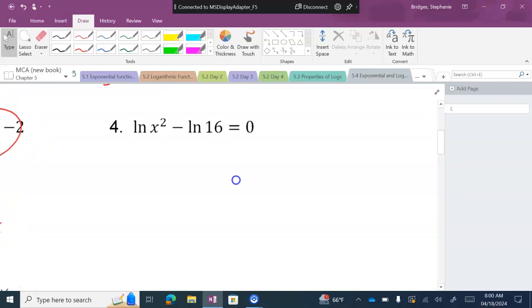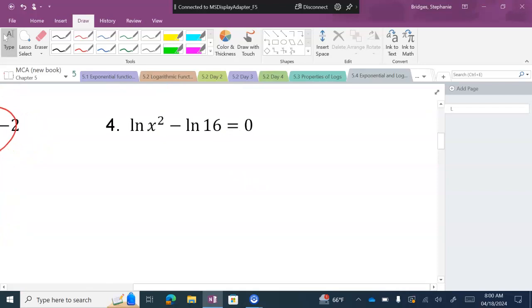All right. Uh-oh. Got 2 tricks on this one. First of all, we got some logs that we have to combine. Second of all, what kind of logs are they? Natural logs, which means my base is e. So the first thing I would like for you to do is combine the 2 natural logs.